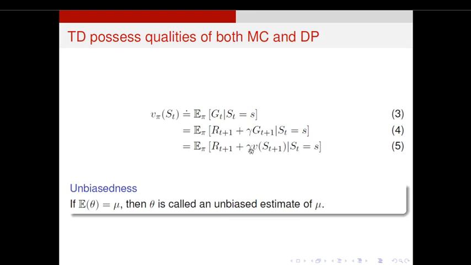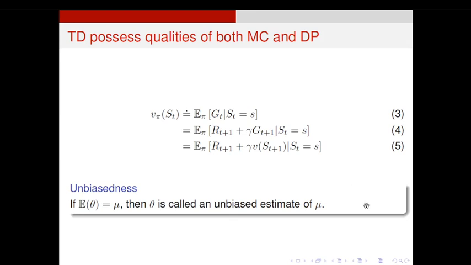If we use the Monte Carlo approach, it will become a good approach. TD is similar to that of DP. So TD possesses characteristics of both MC and DP. That's all. TD has all the good characteristics of MC and DP in its structure.